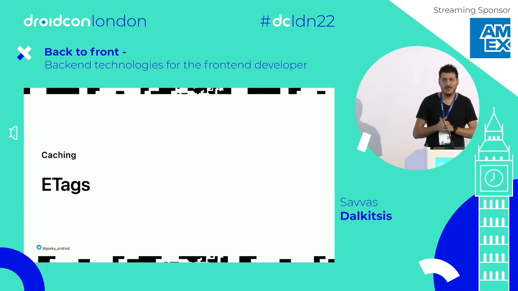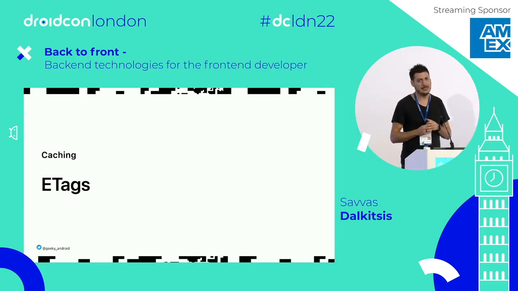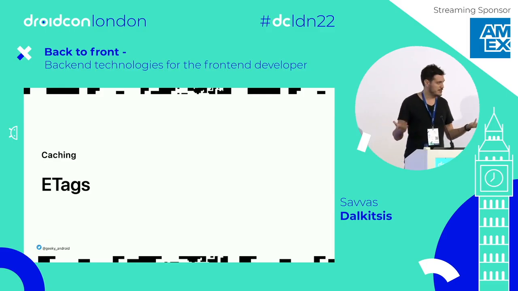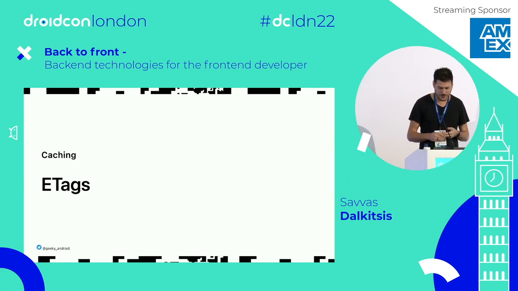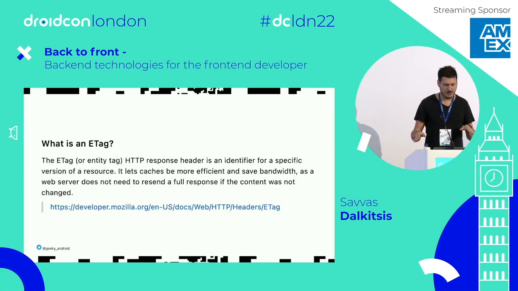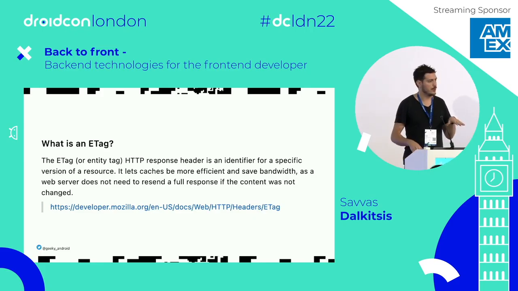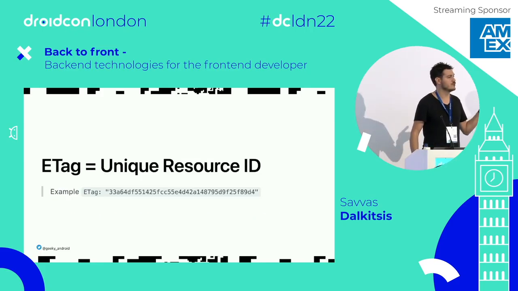E-tags, show of hands. Who here has heard of or knows what an e-tag is? Okay. Few people, as expected, but not no one, which is nice. An e-tag is a very interesting concept. It's basically a response header as an identifier, blah, blah, blah. Technical definitions are boring. It's there, and you can read more about it from the link. What it actually is, is a unique resource ID, right?